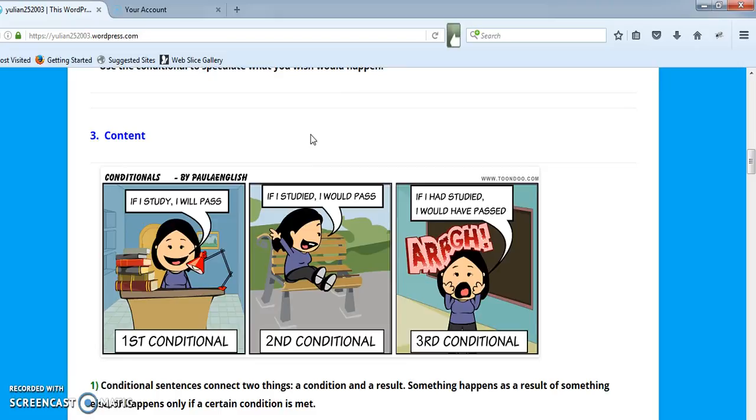But first of all, we can see three pictures. In the first picture, we can see the first conditional. In the second picture, we can see the second conditional, and in the third picture, we can see the third conditional.